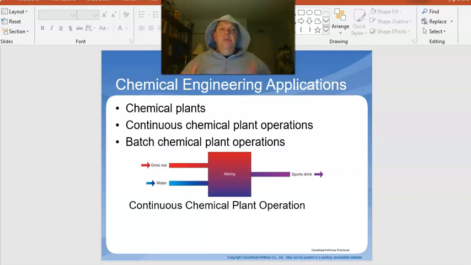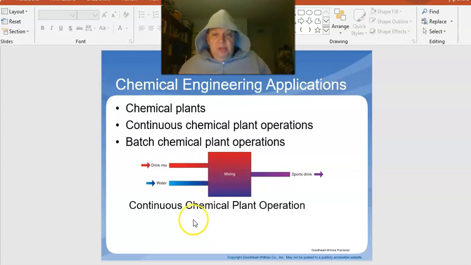Anyways, looking at chemical engineering applications, we look at chemical plants. There are continuous chemical plant operations. Some of them shut down at the end of the day. Sometimes it could be a 24-hour, 7-day-a-week thing. And this is where they deal with batch chemical operations. For example, for a batch chemical plant operation, I need X number of Guy's deodorant, and that's it. That's a limited run. That's a batch, if you will.